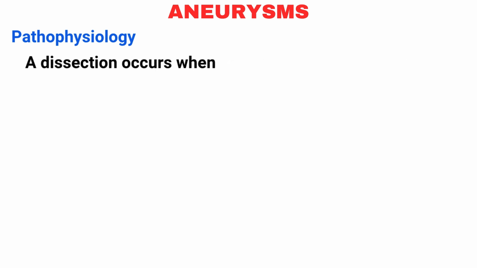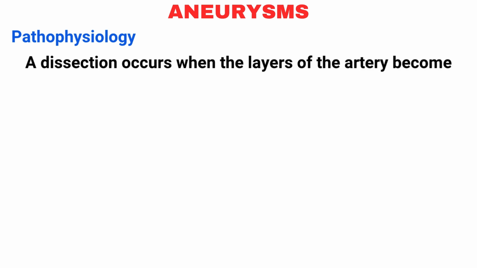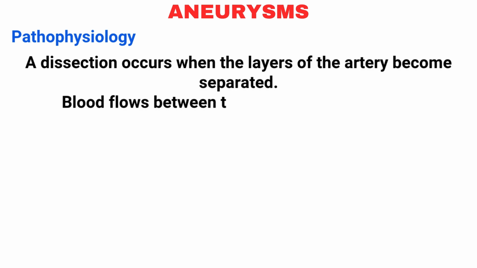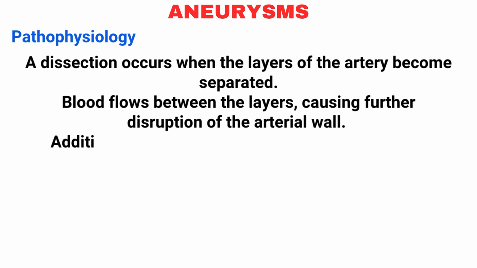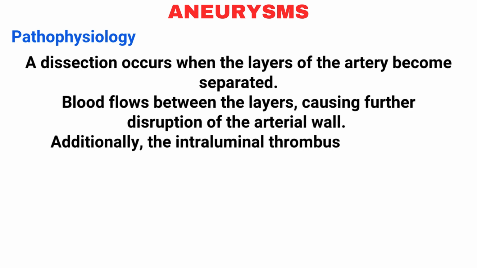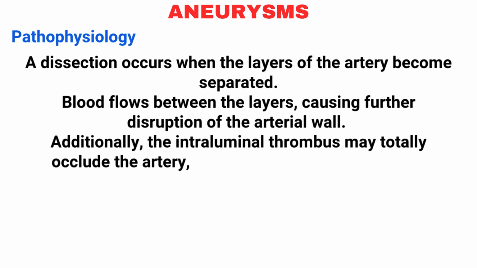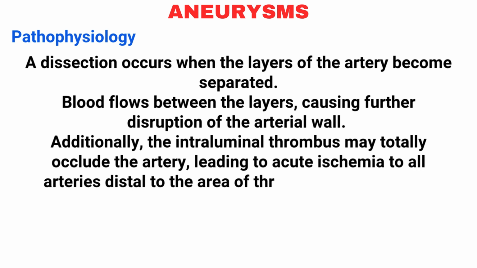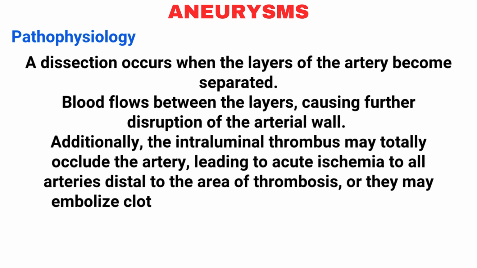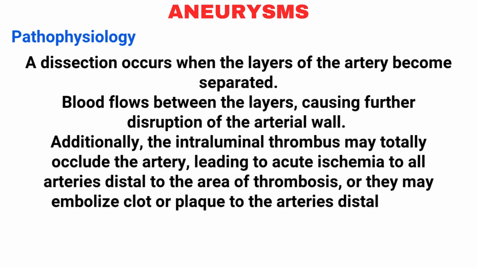A dissection occurs when the layers of the artery become separated. Blood flows between the layers, causing further disruption of the arterial wall. Additionally, the intraluminal thrombus may totally occlude the artery, leading to acute ischemia to all arteries distal to the area of thrombosis. Or they may embolize clot and/or plaque to the arteries distal to the aneurysm.